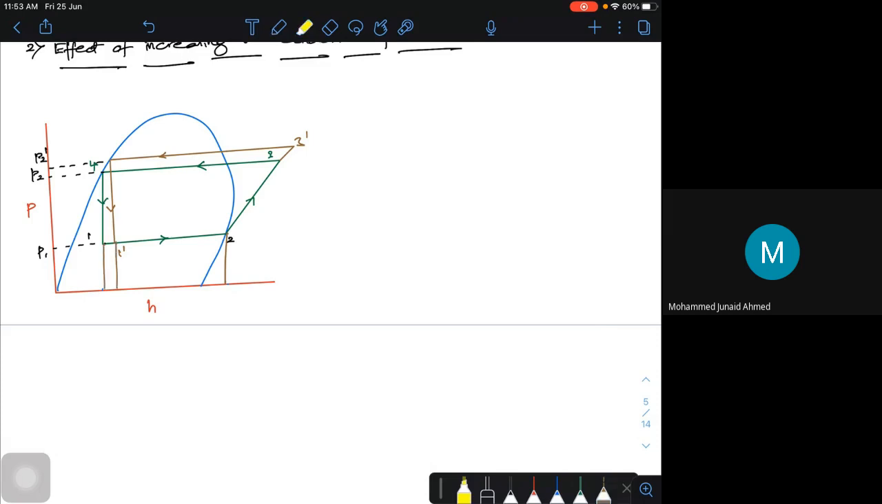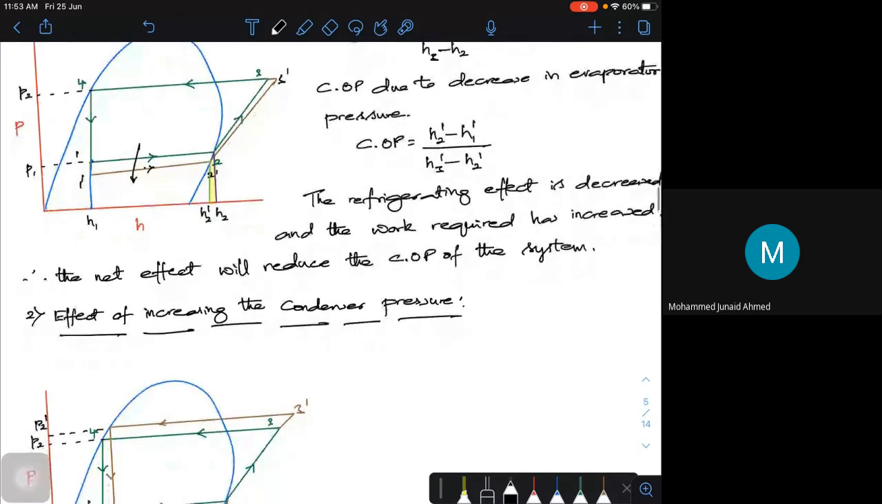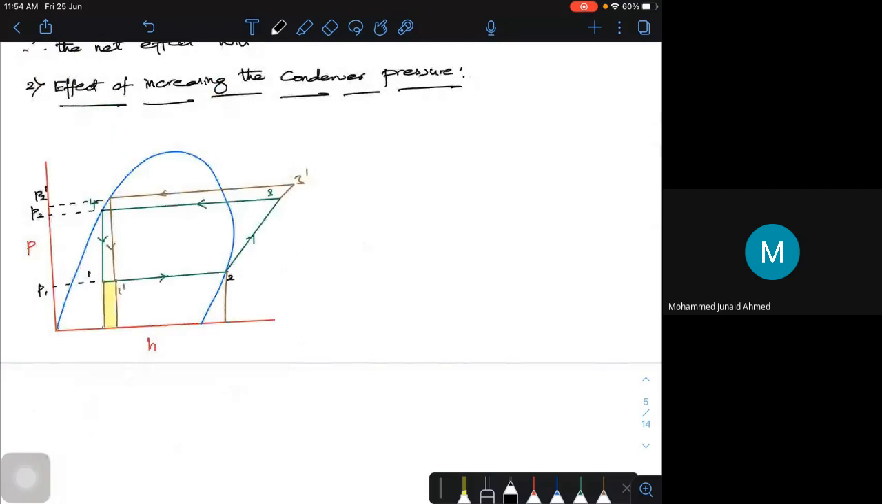Okay, so now this is the amount of drop in my refrigerating effect if I try to increase the delivery pressure. Effect of increasing the condenser pressure. Earlier it was H2 minus H1 by H3 minus H2. Now the COP of the cycle when delivery pressure is increased, what will happen? This will be H2 minus H1 dash divided by H3 dash minus H2.